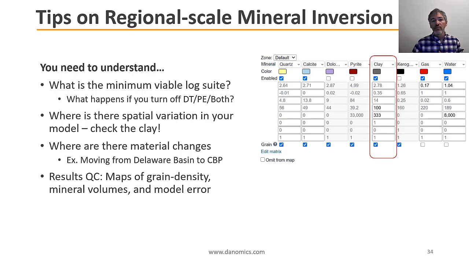You need to understand where there's that spatial variation in your model, so we can then map those parameters in. So, for example, clays are often something where we see a lot of spatial variation. Your sonic value of clay or your resistivity of clay may vary extensively across a play, and so you need to account for that. Same thing with fluid properties.